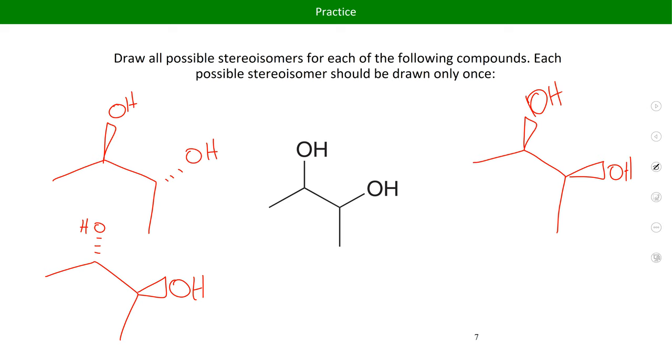So if we flip both of these, these are the same molecule because it's a meso compound. These ones are not the same molecule because they lack that internal mirror plane.